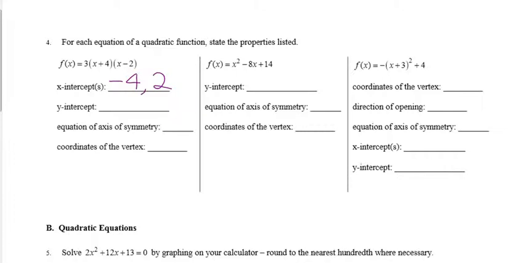Agree? Disagree? How'd you get those? Okay, why would you switch them around? So the x-intercept occurs when y is equal to zero. So I need to make y zero. F of x, that's the same as y, right? How do I make this zero?